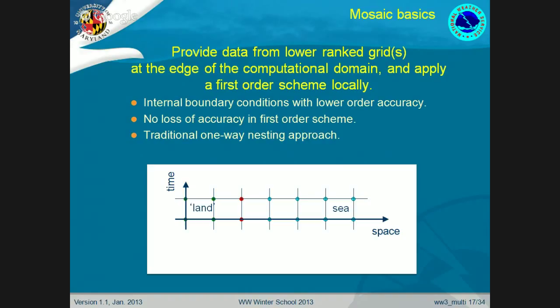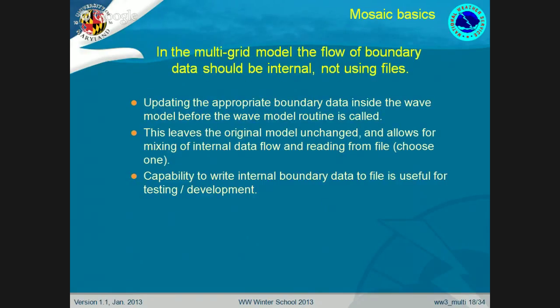Imagine you have land and sea. You have some external boundary there, and there's some boundary scheme to deal with the transfer of energy from one to the other. Then inside of the grid, you have the internal numerical scheme, the usual numerical scheme inside of the grid. And that's the way it works.